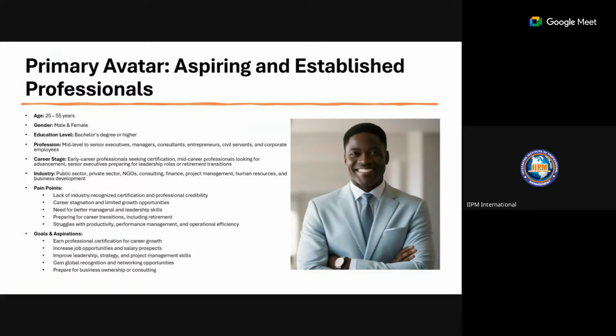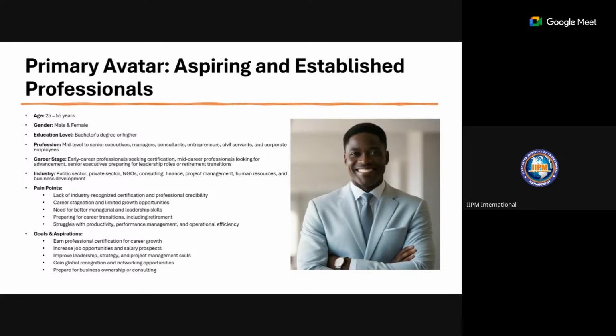Now, what are the characteristics of our individual clients? So we have aspiring and established professionals. Their age is between 25 to 55. Their gender is both male and female. Their educational qualification is from bachelor's degree or higher national diplomas and above. Those are the people we pay more attention to.